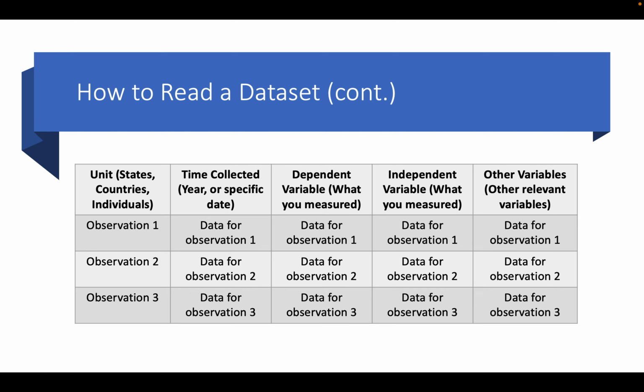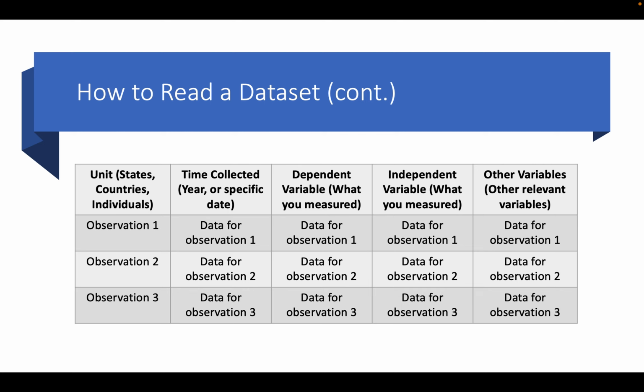Right next to the unit is the time collected, year or specific date. So the date Observation 1 was collected, Observation 2, and Observation 3. Keep in mind that if we have a time series data set, then this column is subsumed by unit, because the unit will become simply a time point.